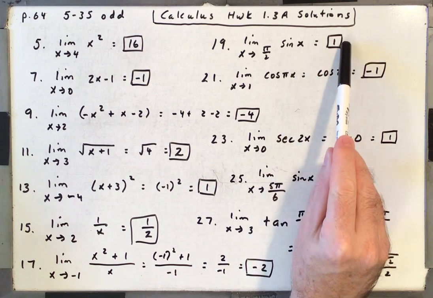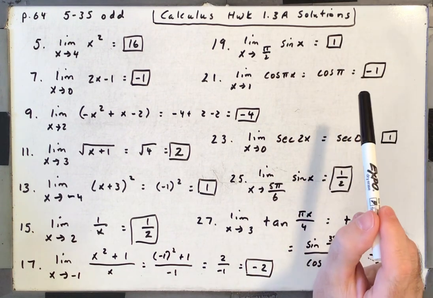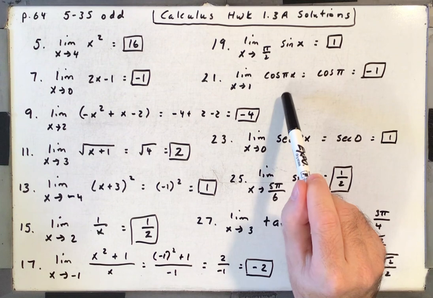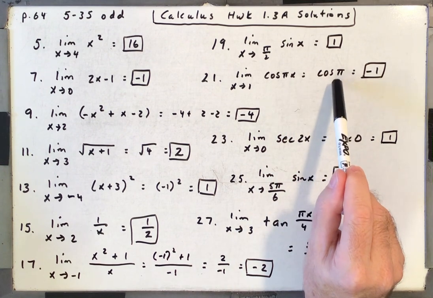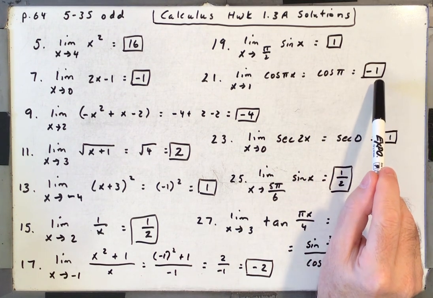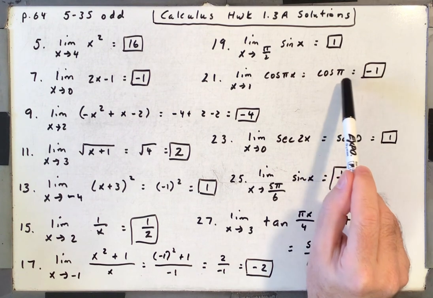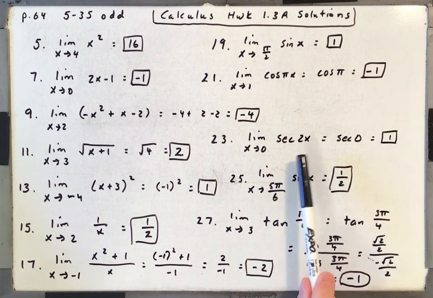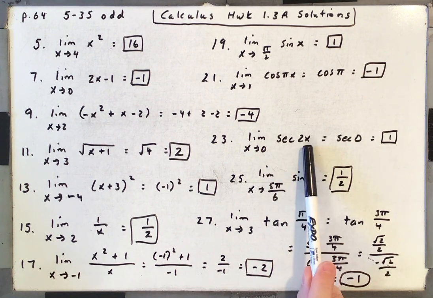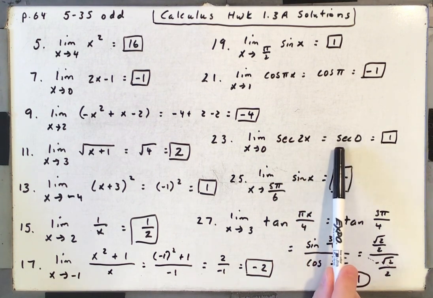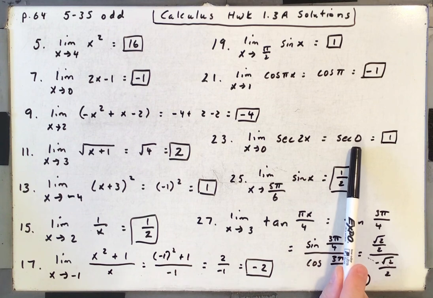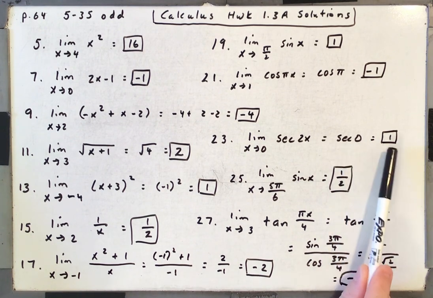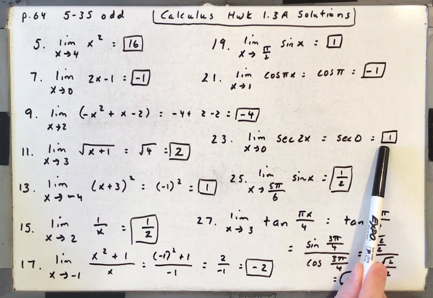Look at your unit circle. The sine of pi over 2 is 1. Number 21, that's going to be the cosine of pi on your unit circle. Look at that. The cosine of pi, or 180 degrees, is negative 1. Number 23, you're going to plug in 0. That's secant of 0. Well, let's look at what is the cosine of 0. And that is 1, flip 1, and you get 1.